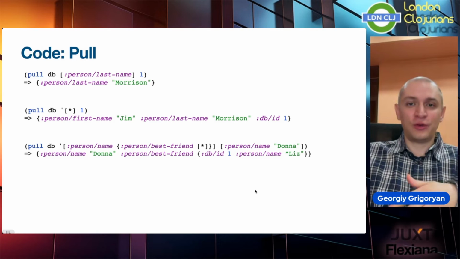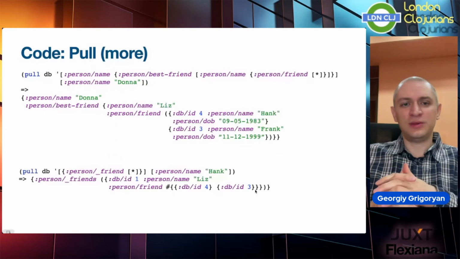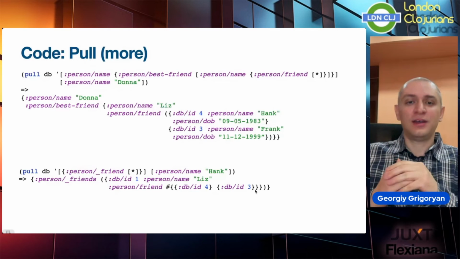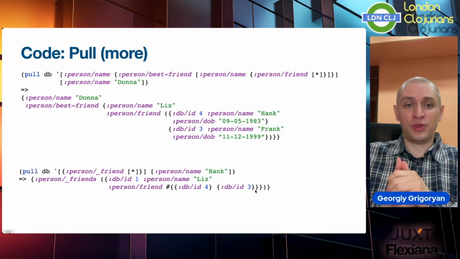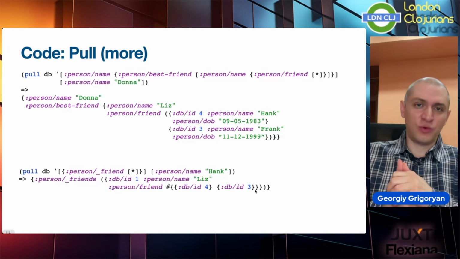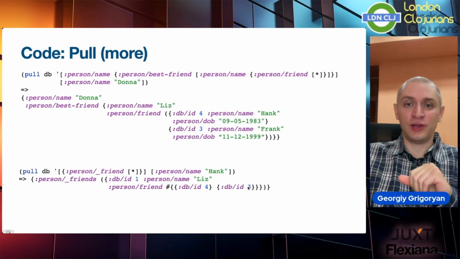And we can go on and do nested joins. And down below there, you see an underscore friend, and that indicates backward reference navigation. And so we can do that as well. And there's more, again, this is just to give you a sense of what these queries look like.